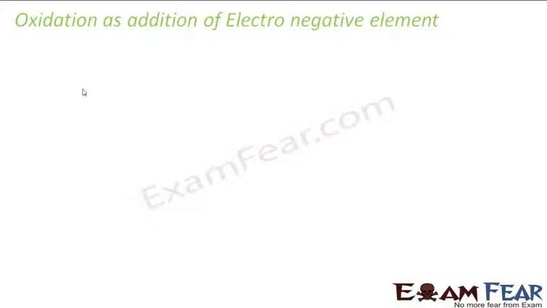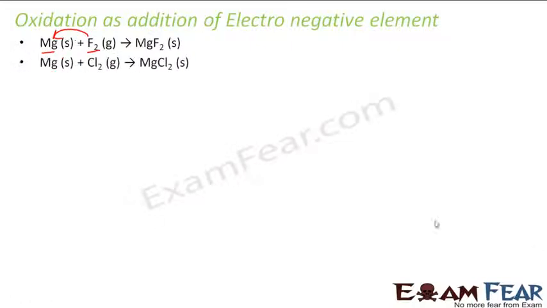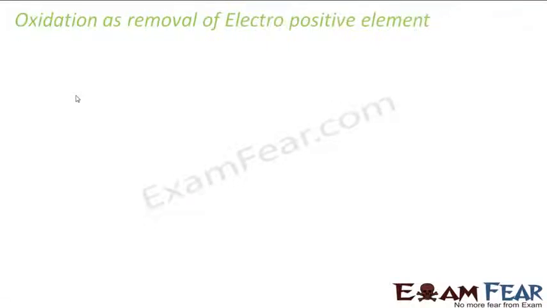Then they have this new definition, as I told, addition of electronegative element. So they have this equation, magnesium plus chlorine gives MgCl2. Here chlorine is the electronegative element, it got added to magnesium to give MgCl2. More reactions we can have, magnesium plus sulfur gives MgS. This is also an electronegative element.